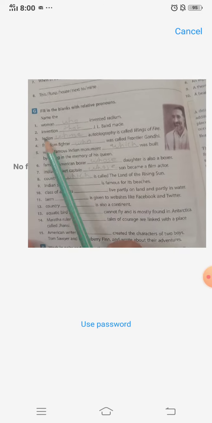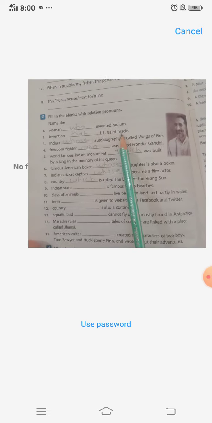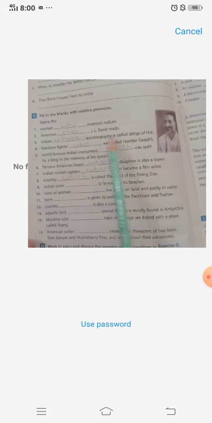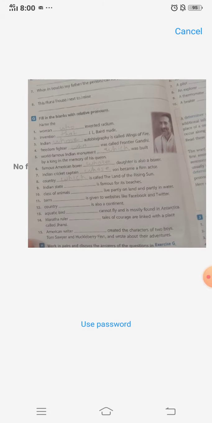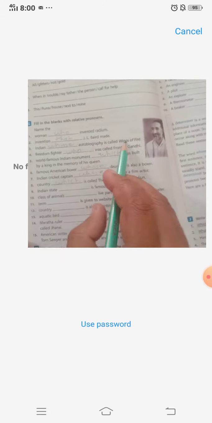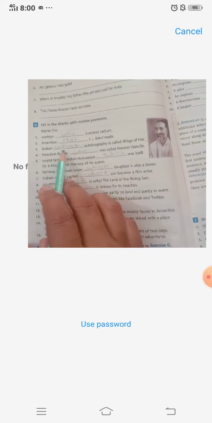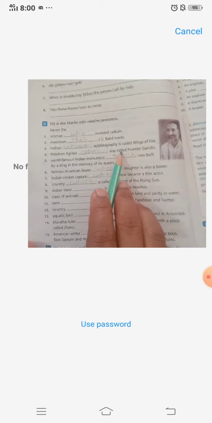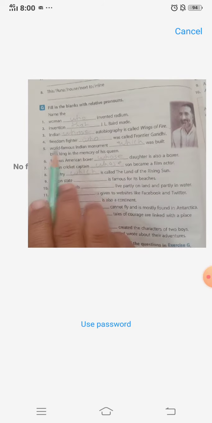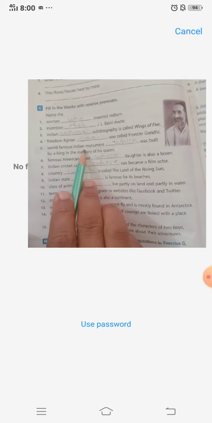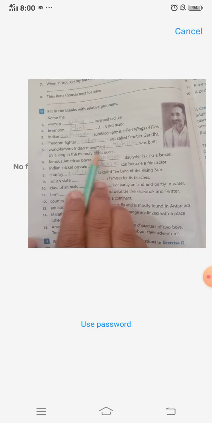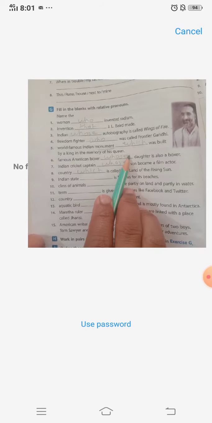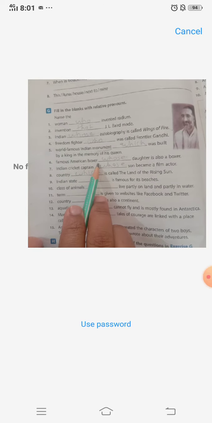So who. Invention that J.L. Baird made. Indian whose autobiography is called Wings of Fire. Now here the information is about the autobiography, so for the possessive we are going to take whose. Freedom fighter who was called Frontier Gandhi. Okay. World famous Indian monument, it is about a monument, a thing, which was built by a king in the memory of his queen. Famous American boxer.